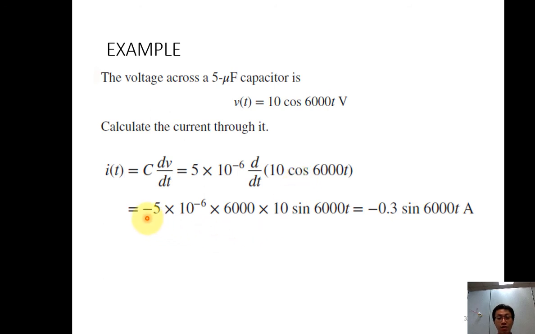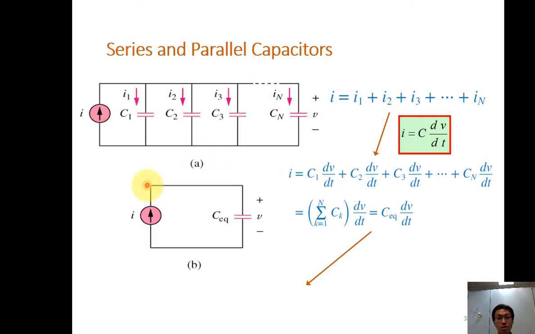Differentiating cosine, I have a negative. So 5 times 10 to the power minus 6, I copy. After I differentiate cosine, I have a 6000 here. Then I times 10 because I have 10 here. Differentiating cosine gives me sine. So I get negative 0.3 sine 6000t amperes. This is how we use I equals C dV/dt.